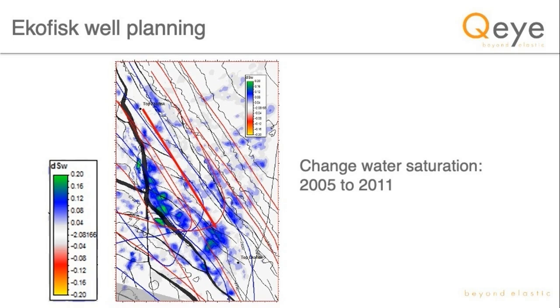Then we have the water change saturation for the same map. And again, you see the red line, that is where the proposed well is going to be drilled. And again, for water saturation, there's hardly any changes in water saturation here. So again, potentially missed pay.